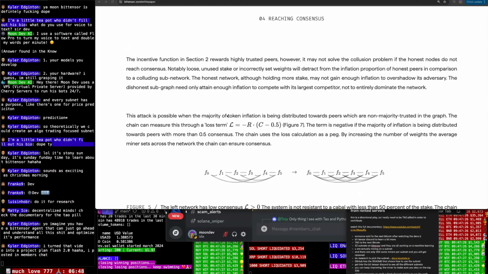If the honest nodes do not reach consensus, notably, loose, unused stake or incorrectly set weights will detract from the inflation proportion of honest peers in comparison to a colluding subnetwork. The honest network, although holding more stake, may not gain enough inflation to overshadow its adversary. The dishonest subgraph need only attain enough inflation to compete with its largest competitor, not to entirely dominate the network.